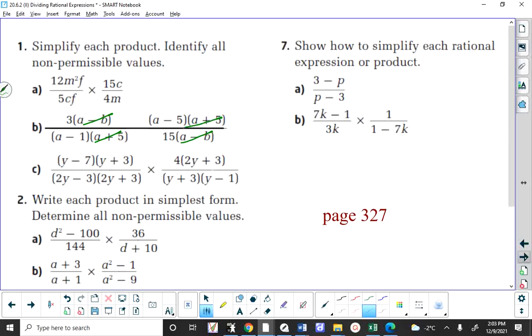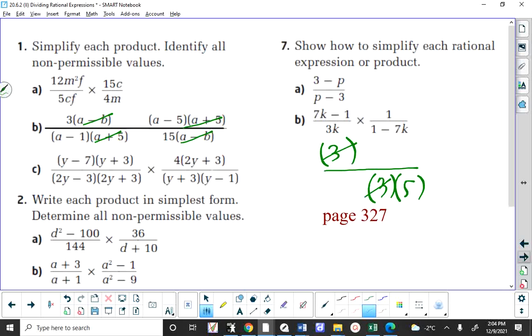How you handle that 3 on the top and the 15 on the bottom is up to you. But just to make sure that you understand we're keeping with the rules that I've given you, there's a 3 on the top, there's a 15 on the bottom, which is a 3 times 5. So you are canceling a factor of 3. I know you're probably not going to write 3 times 5 and do it that way. You're probably just going to change it to 1 over 5. Anyway, that's the bottom line. Remember, again, that you continue to compile or list your non-permissible values before any canceling has occurred.